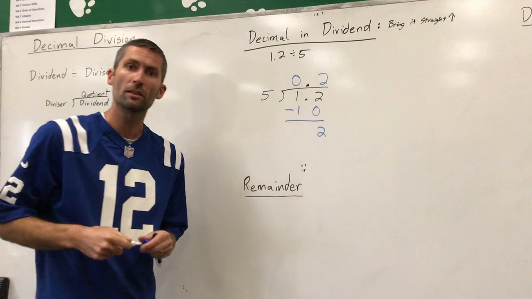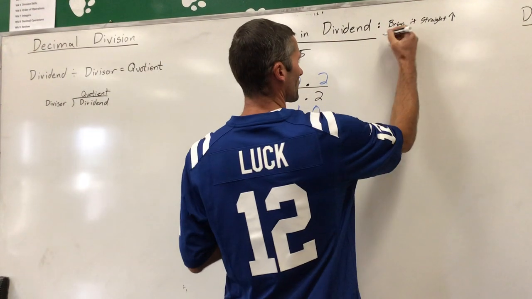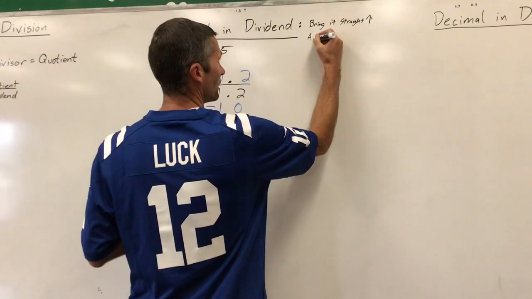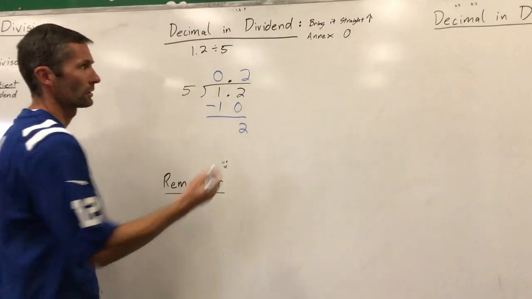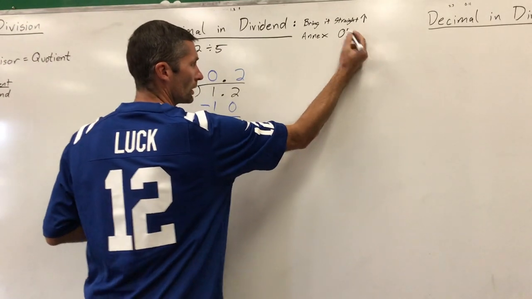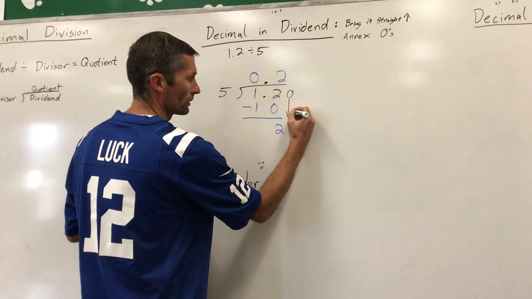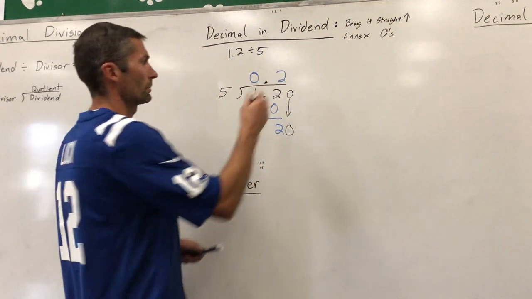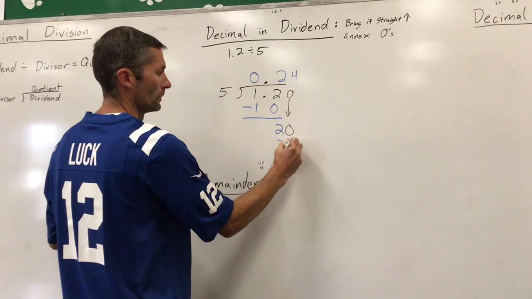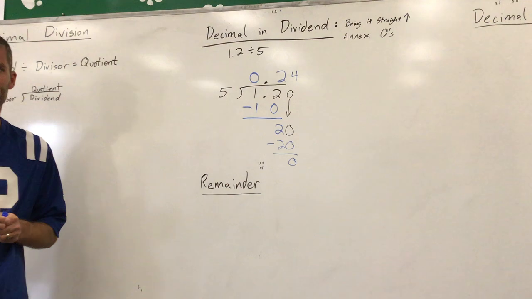I can't have a remainder. So what I need to do if I have a remainder is I'm going to annex zeros if necessary. Annex zeros. You can write out the word zero if you want. Okay, so let's annex a 0, and we'll keep going. 5 goes into 20, 4 times. No remainder. I'm done. Okay?